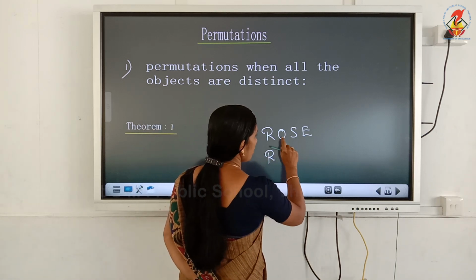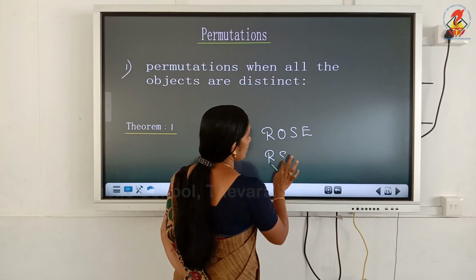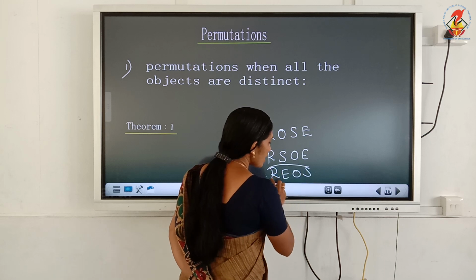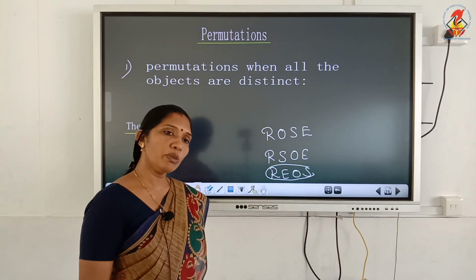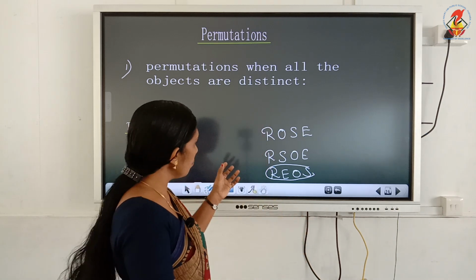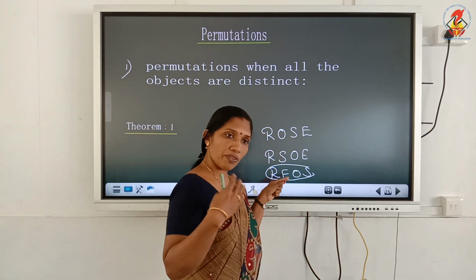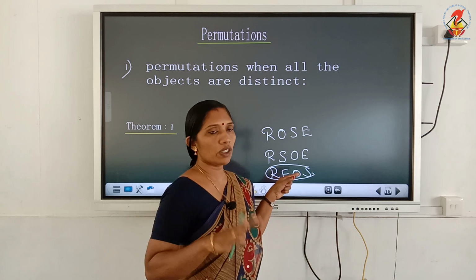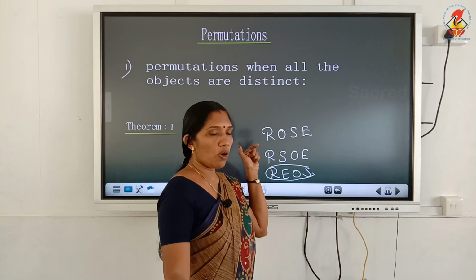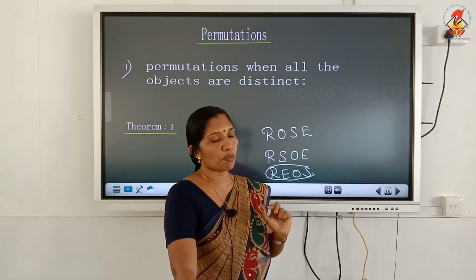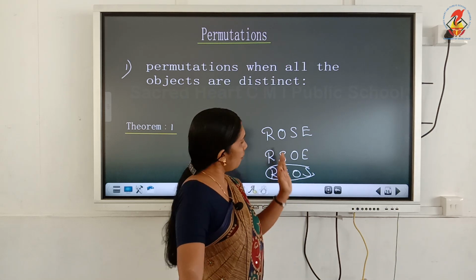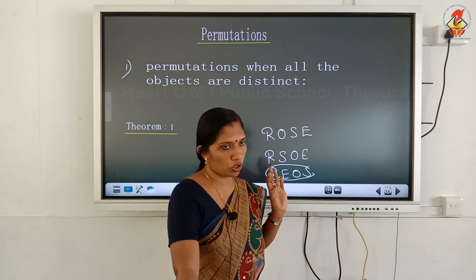We can change the positions of these letters, then S O E or R E O S. So this is an arrangement. Permutation means it is an arrangement in a particular order. Order is important. These three are different words, with or without meaning, whatever. But these three are different, not the same. So permutation means it is an arrangement in a definite order of a number of objects. Here four objects are there, we use all the four objects.